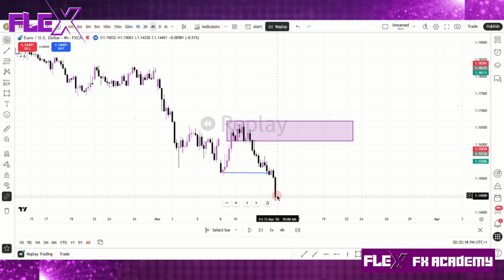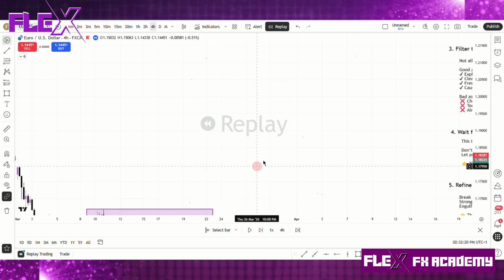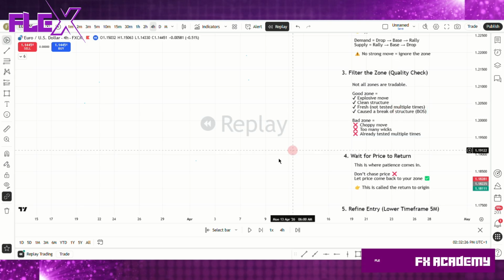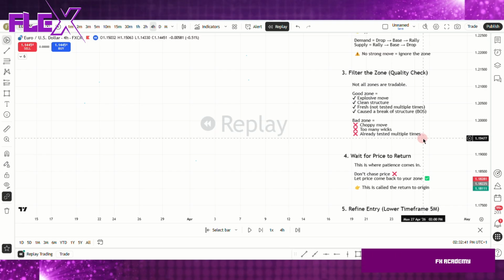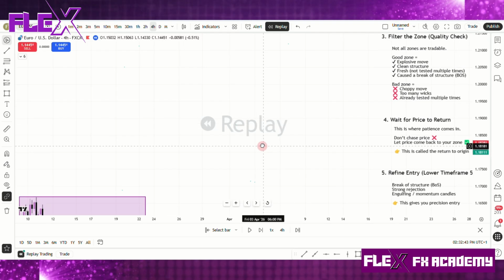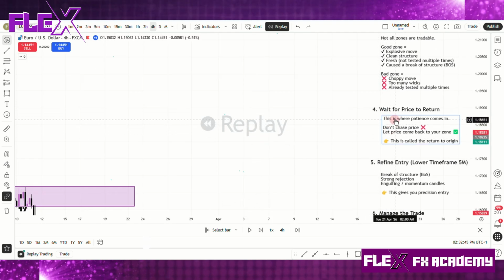Right now we're moving to the fourth step, which is: is the structure clean? Yes, I've confirmed that. Is there a candle that is explosive and caused the break of structure? Yes, I've marked that already. Bad zones: is the market disturbed? No, it's not. Too many wicks? No. Already tested multiple times? No, the market has not been tested multiple times. So on the fourth step, wait for price to return.